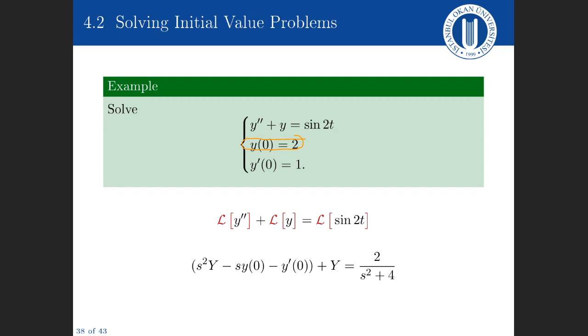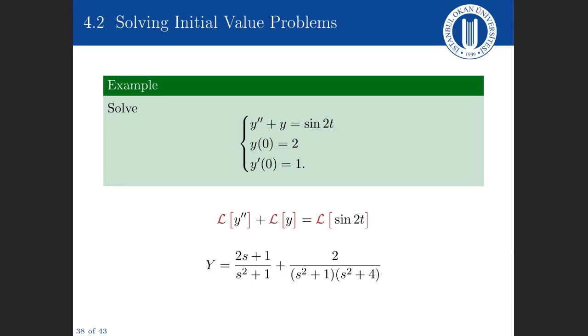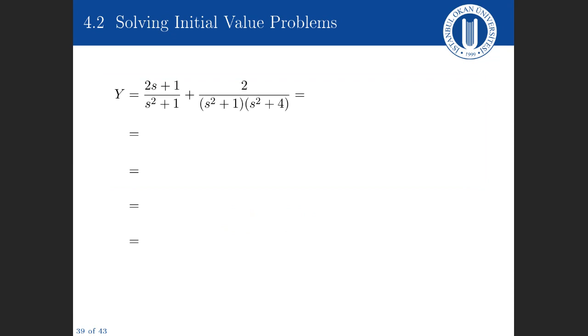Remember, y of 0 is equal to 2, and y prime of 0 is equal to 1. Put these numbers in, rearrange, and then divide both sides by s squared plus 1. Put everything over s squared plus 1. We end up with capital Y is 2s plus 1 divided by s squared plus 1, plus 2 divided by s squared plus 1, s squared plus 4.